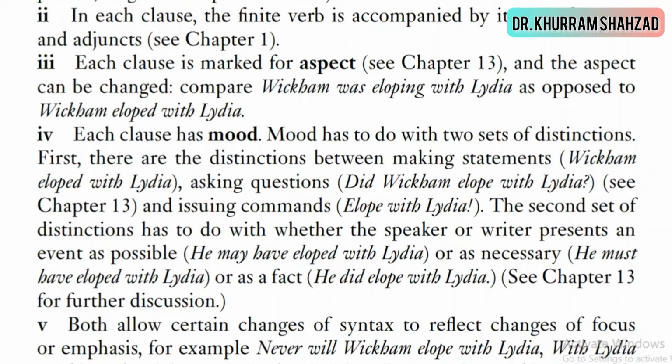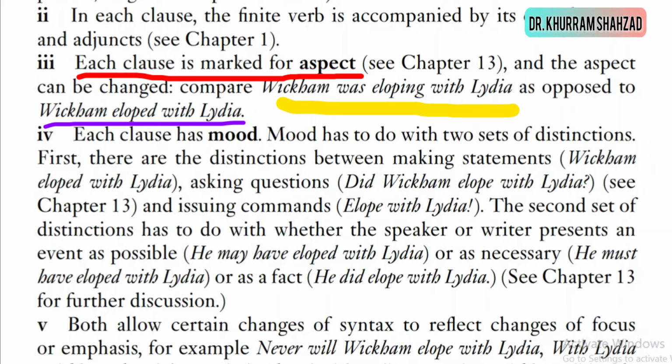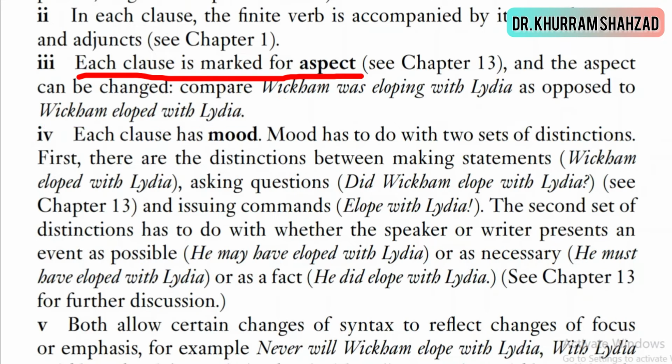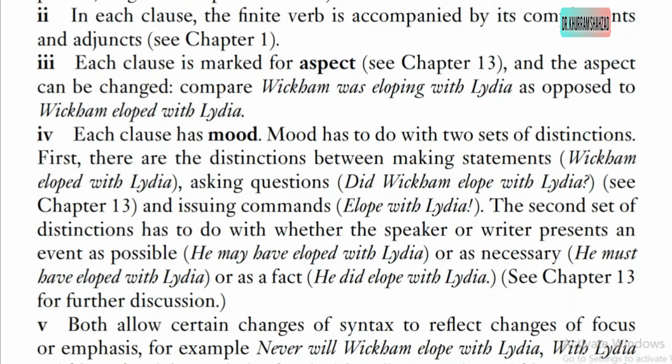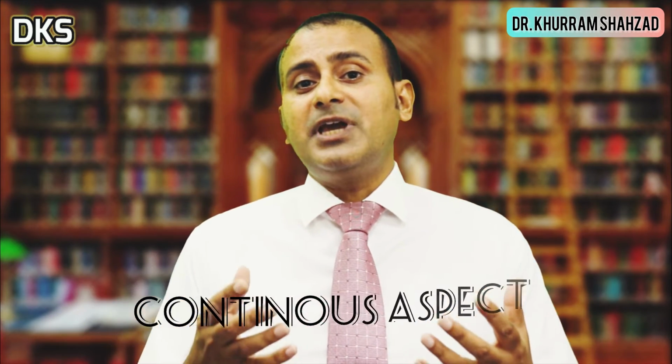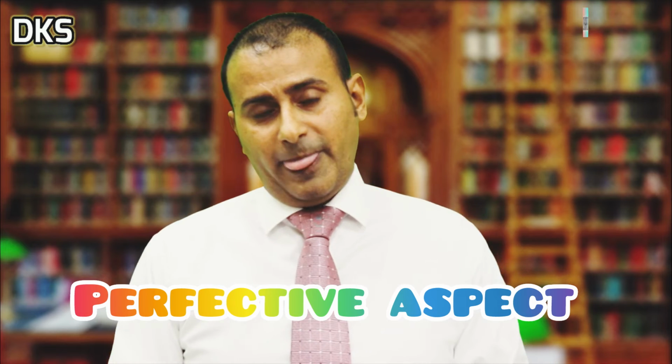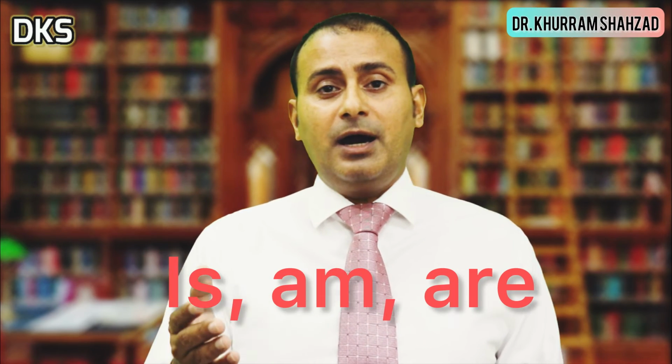The second property of a clause is that each clause is marked for aspect, and the aspect can be changed. Compare Vikram was eloping with Lydia as opposed to Vikram eloped with Lydia. So sometimes we have indefinite aspect, sometimes we have continuous aspect, and sometimes we have perfective aspect. So in continuous form we have the helping verbs is, am, are.